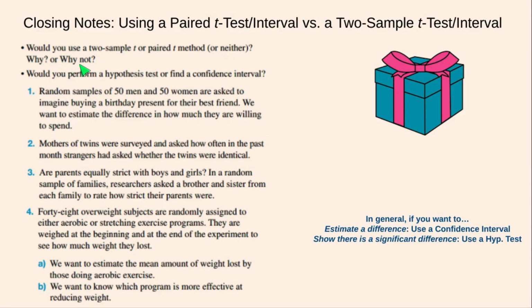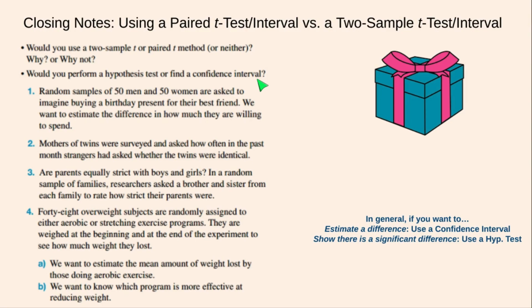Why or why not? And we say why not because it's possible that we could be using neither a paired T method like we discussed in this chapter, nor a typical two-sample T method that we talked about in chapter 23 for independent samples, okay? So, also, would you perform a hypothesis test or find a confidence interval? All right, so I'll show you how to do number 1, and I will hand the rest of them off to you, and you can compare your answers with mine.